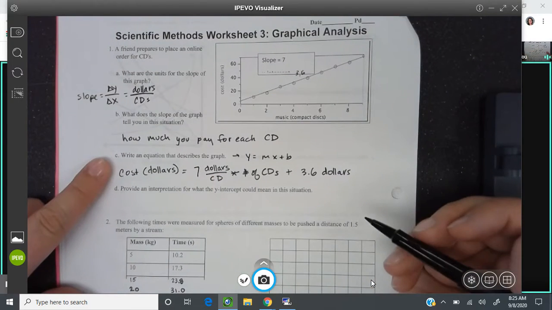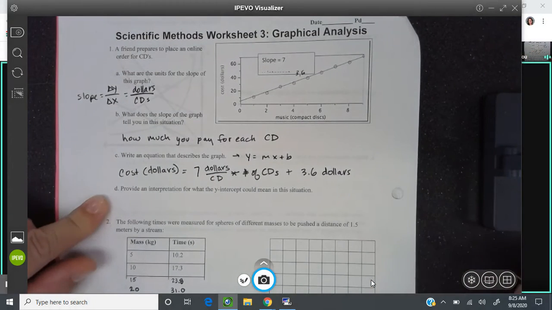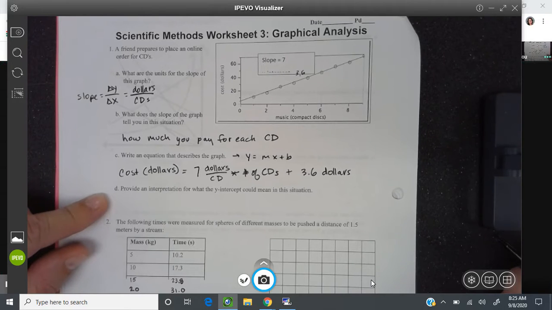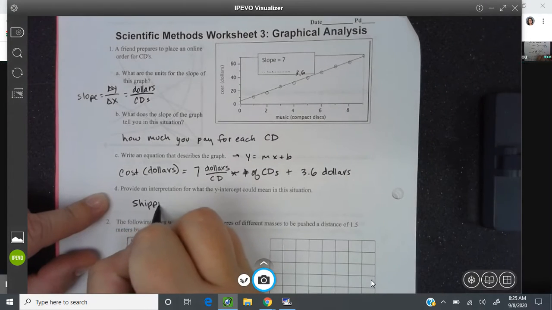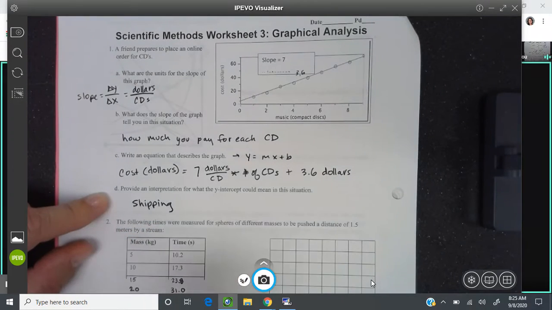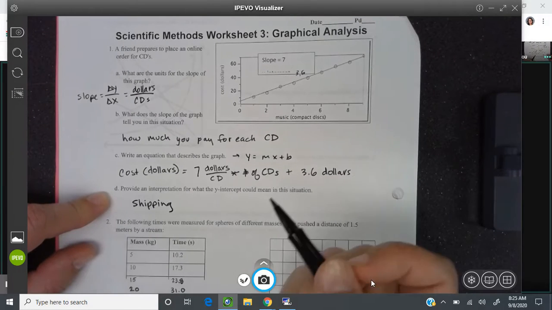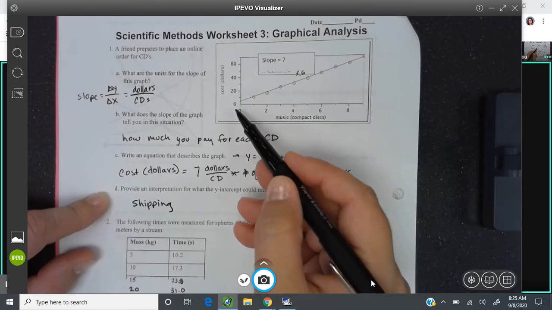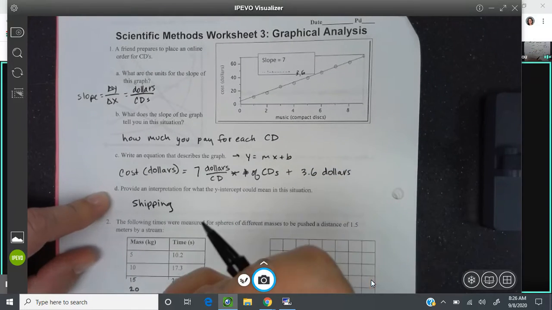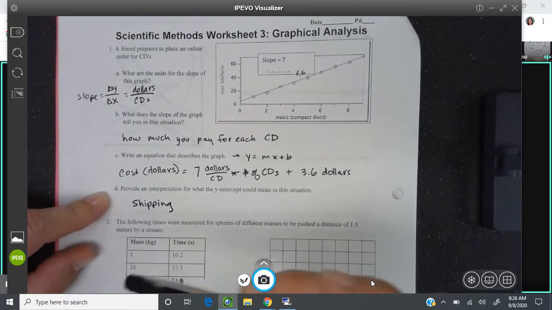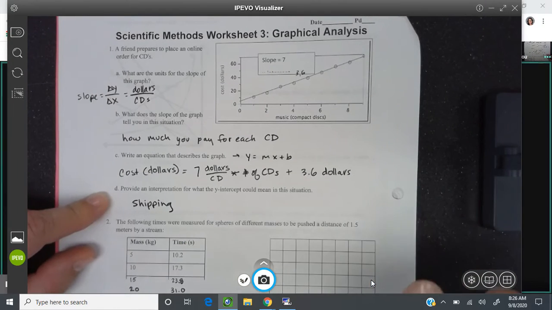That's kind of weird, right? What do you think it could mean? Go ahead, Shannon. Yeah, that could be shipping costs. Maybe this is why we just download things now. You don't have to pay for shipping costs, which is nice. But that could be the base price that you're going to pay regardless of how many CDs you buy. So yeah, shipping I think is a very reasonable one.